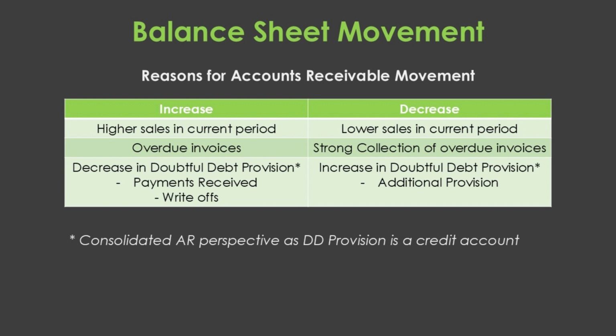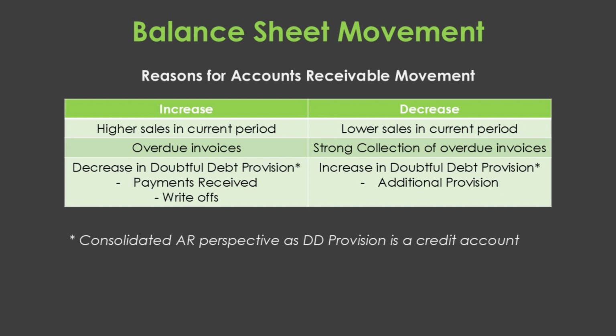A great idea would be to download the PDF document in the description of this video and keep them somewhere close to you for easy access in the future. Just to quickly note, the reasons for the doubtful debt movements would also affect the consolidated AR number. If we're looking at doubtful debts in isolation, it would be the opposite. I've got some working examples of these in just a moment.